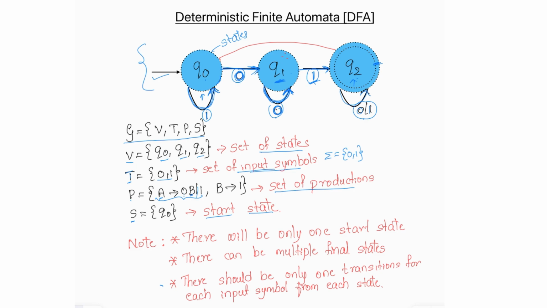Then there can be multiple final states. In our given example, we have taken only one final state, but depending upon the different languages as well as the condition, the DFA may change. And this diagram is called a transition diagram.